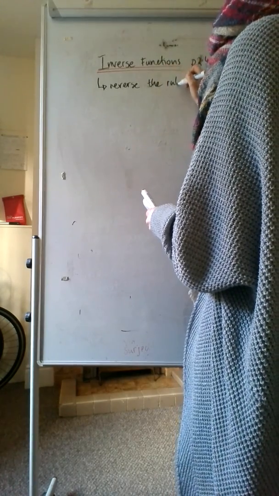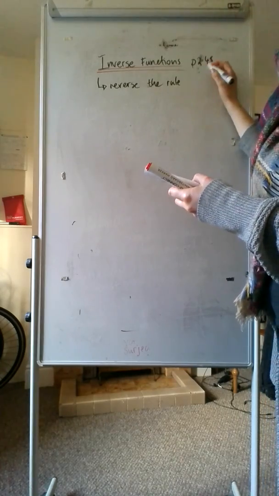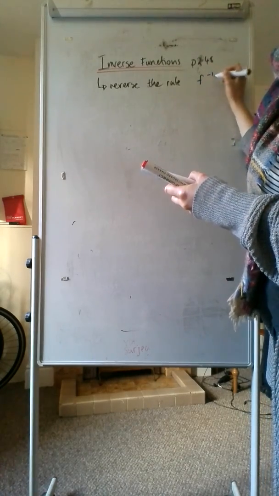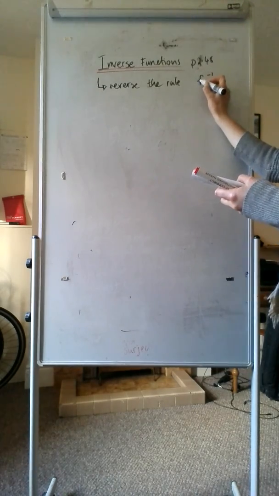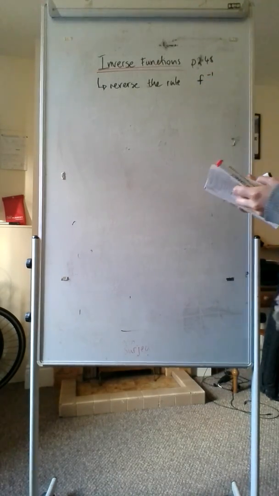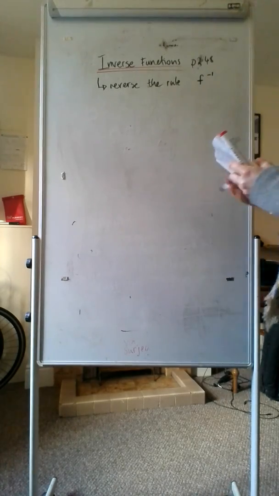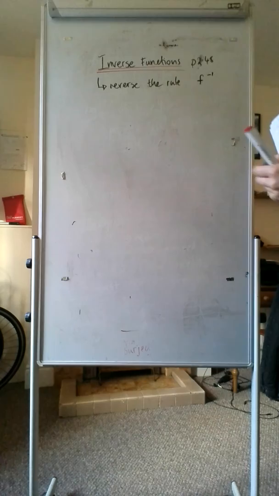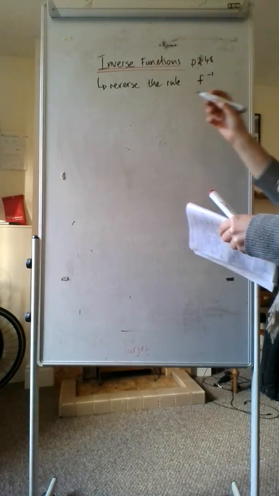Reverse the rule. And the notation they use for the inverse of a function is f with a little -1. Again, you would have seen that before, the -1. If we wanted to find an angle and we had the sine, cos, or tan of it, we do shift sine or shift cos, and that is the inverse basically.